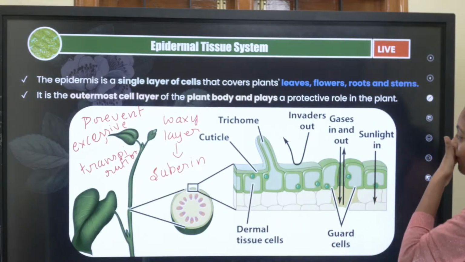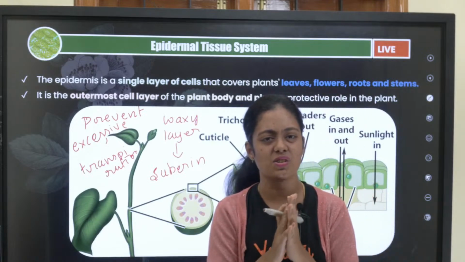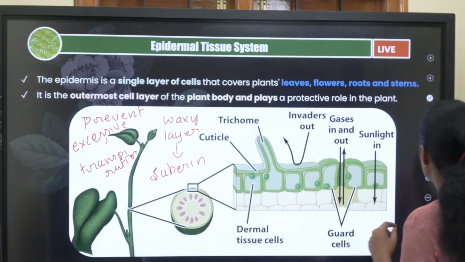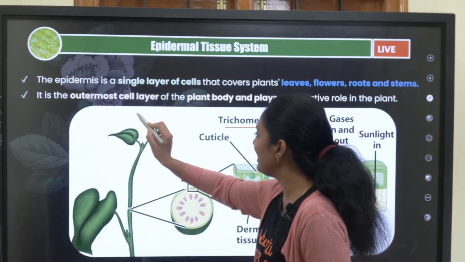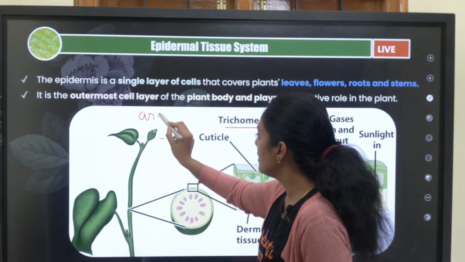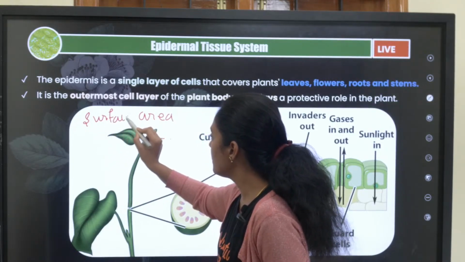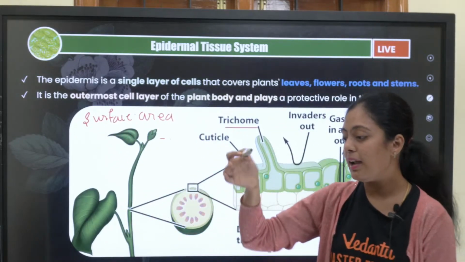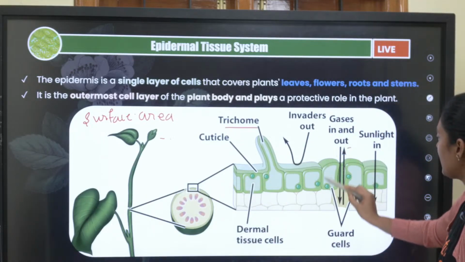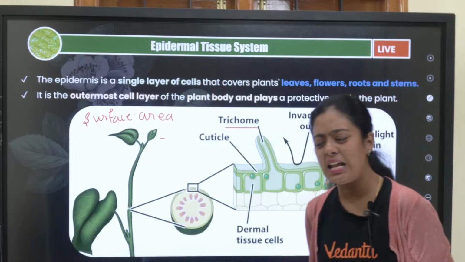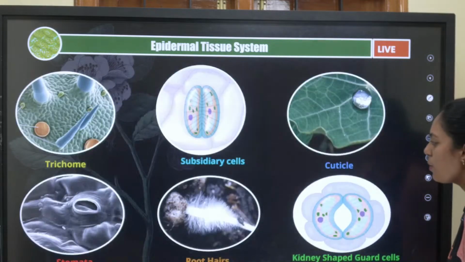Next, you have trichomes. I told you they are hair-like structures. What could be the function of this hair-like structure? Any idea? Trichome is going to increase the surface area. This cuticle is present both in the leaves and in your stem. Then, very important, stomata. Can anyone tell me what could be the function? Yes, it prevents water loss. Absolutely correct.